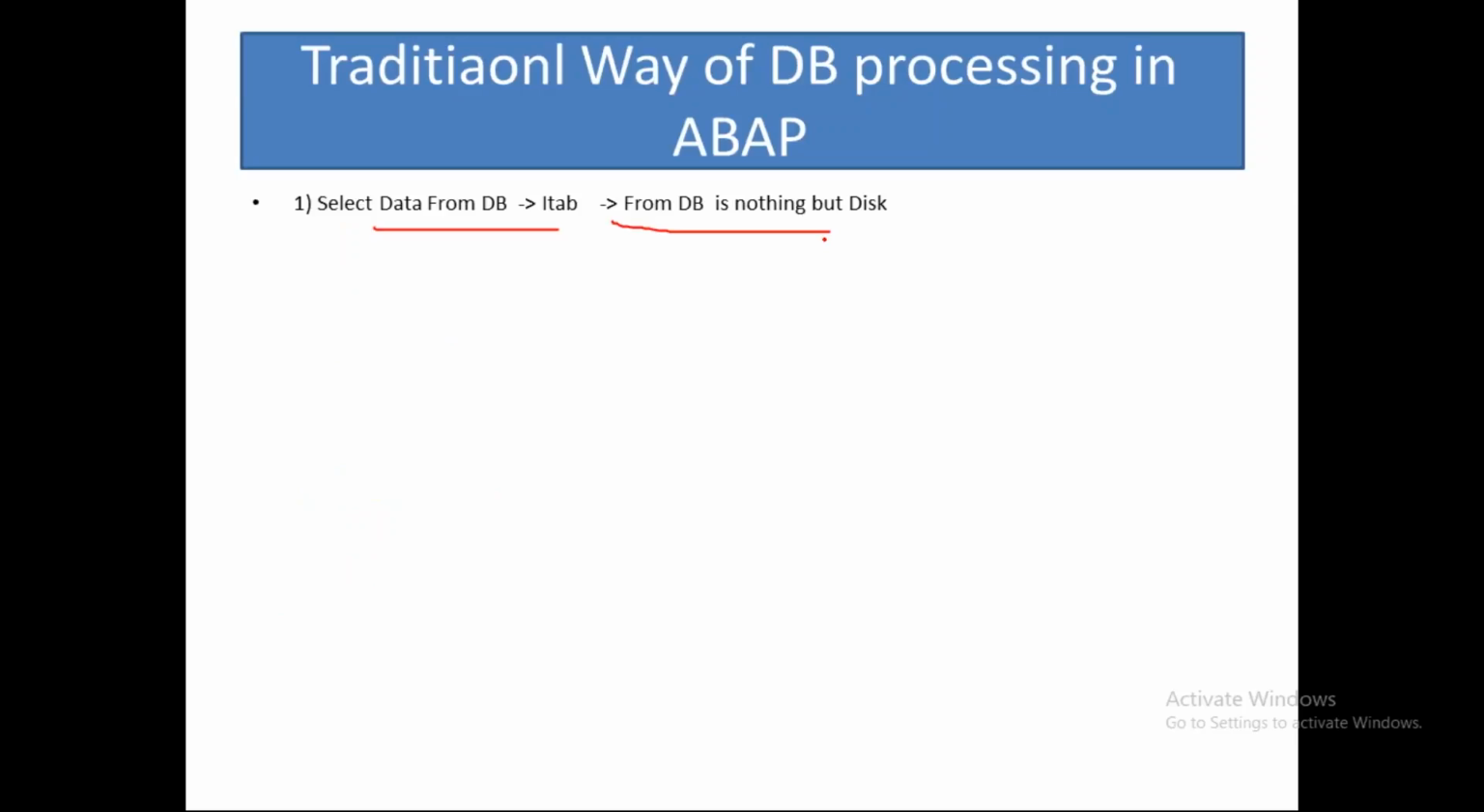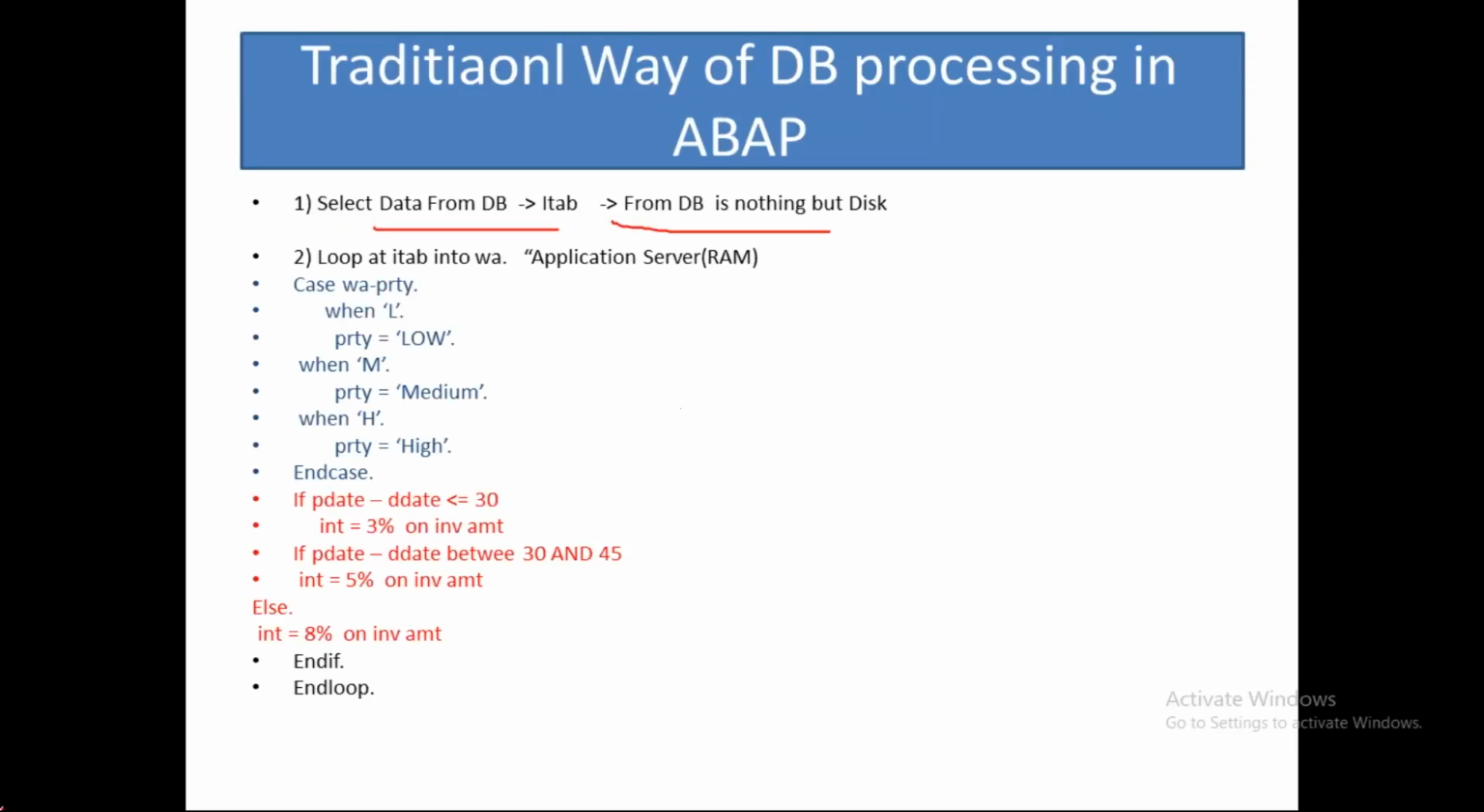Next, traditional approach. Next one, we loop the internal table. For every record, I need to check the priority. This is my first calculation. Case when priority, when L, I want to show it as low priority. When M, I want to show it as medium. When H, I want to show it as high. This is my first calculation.